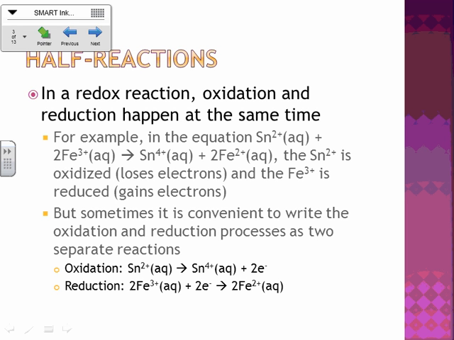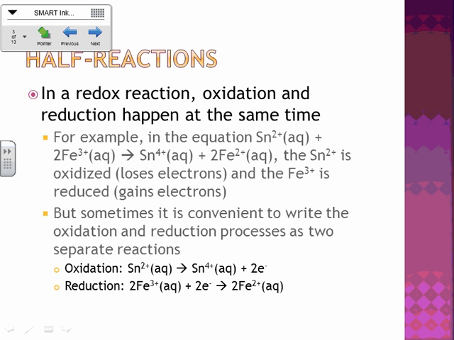So the equation here, you've got Sn2+ plus 2 Fe3+ yields Sn4+ plus 2 Fe2+. Now again, just looking at this initially, it sort of seems like that 2 doesn't need to be there, right? Because if we're just thinking about the number of atoms here, why do we need a 2 in front of the Fe here and a 2 in front of the Fe here? That's not necessary, right? But if you're looking at charge, it is, okay?